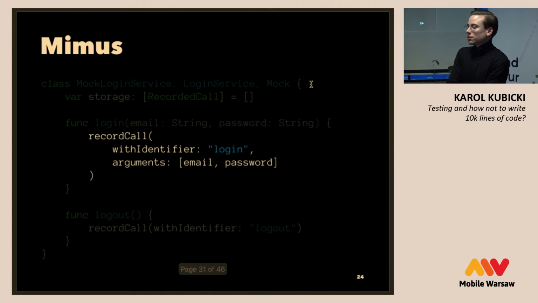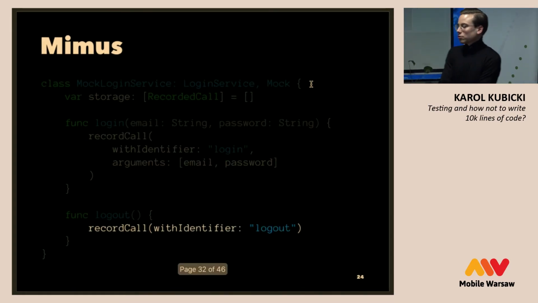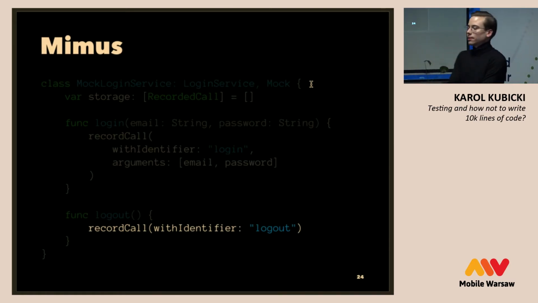So now the login method in our mock will look like this. From Mimus we call record call with an identifier and with the arguments that we've passed there. And for logout we do the same without arguments. So this is how our mock implementation looks. It's already much better.